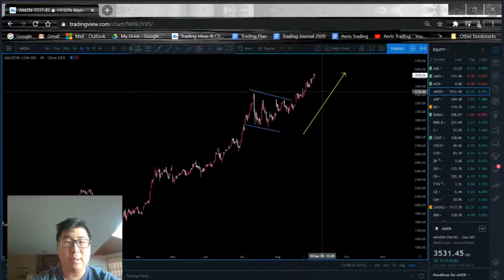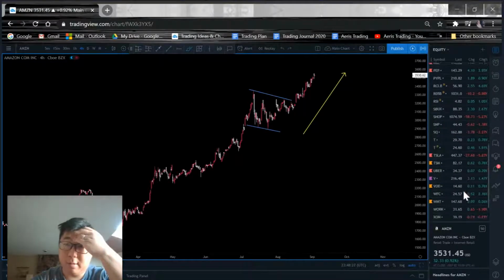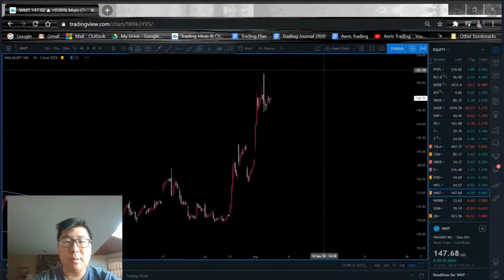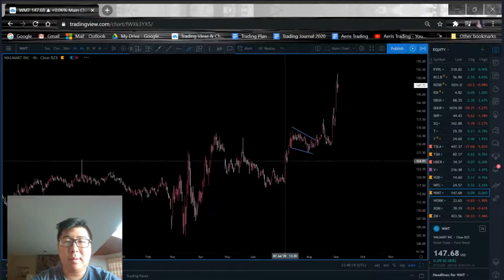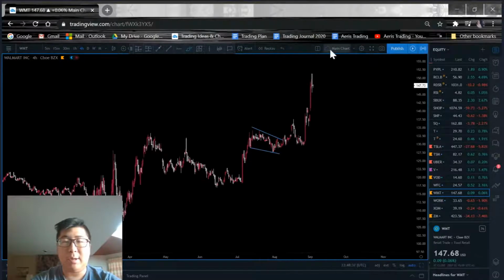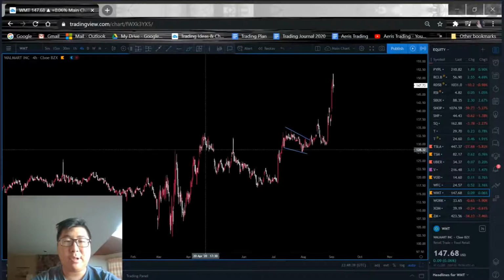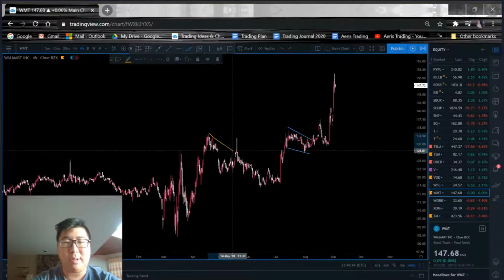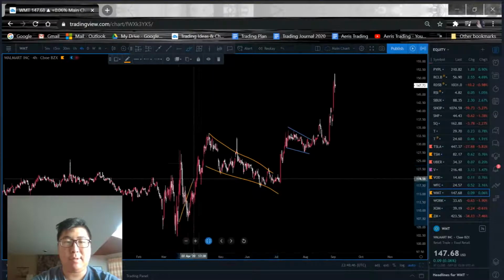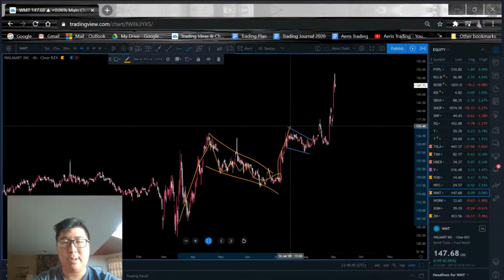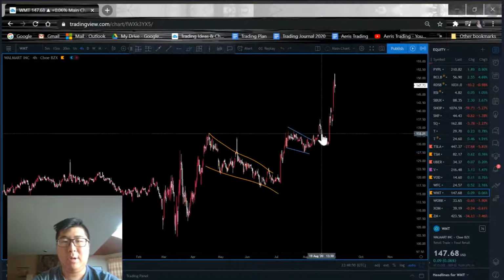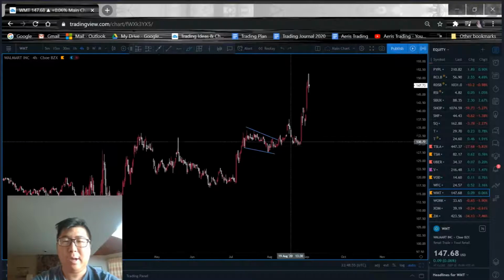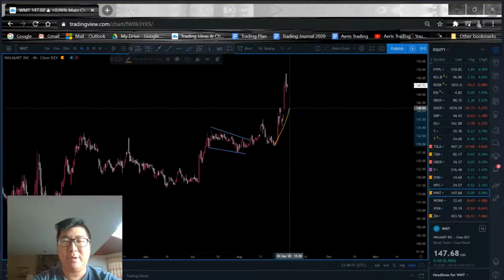That's Amazon. WMT, Walmart, right? Walmart. Yeah, I remember I was looking at this. That's why I had these lines here. I was actually looking for a potential buy here. I didn't get in this, but I was looking at this as a structure: this is the impulsive move, this is a correction, and this is another impulse, and we're getting another correction. And I was looking for a buy here. I forgot why I didn't get in, but I didn't get in, but price shot up, which is good.